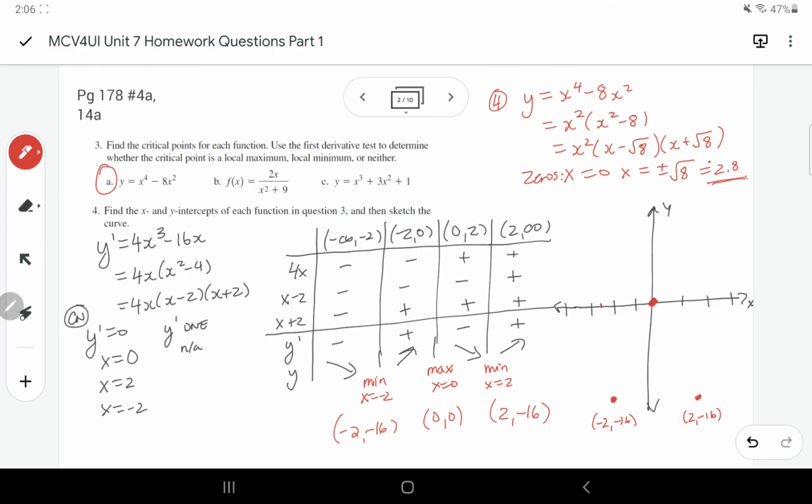And then I would have an intercept at negative root 8 and positive root 8, and this would go something like this. That's a maximum point, so it's going to go down there and be symmetrical, and there's the x-intercepts like that. So that's the rough sketch anyway of x to the 4th minus 8x squared.